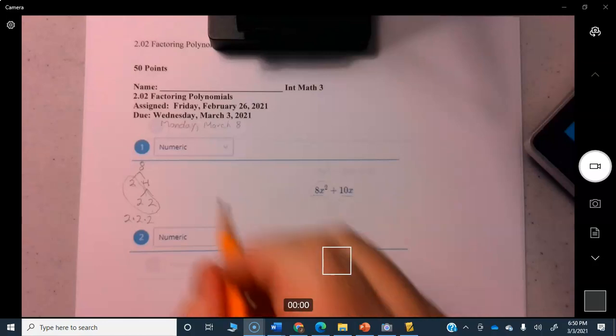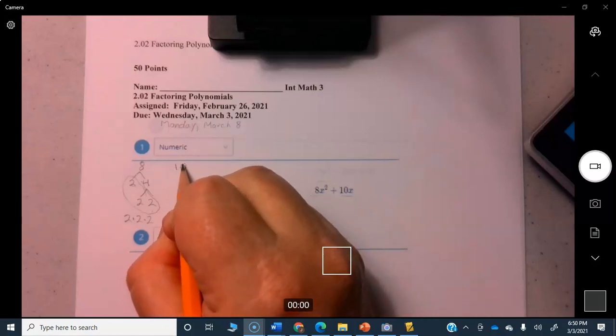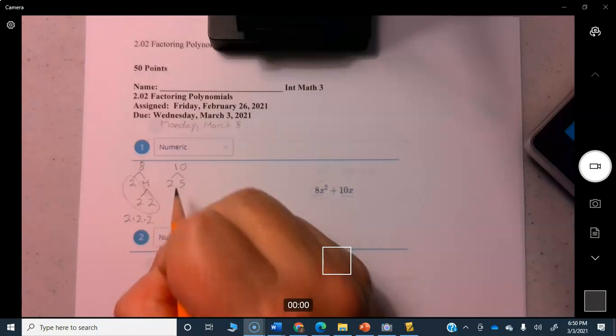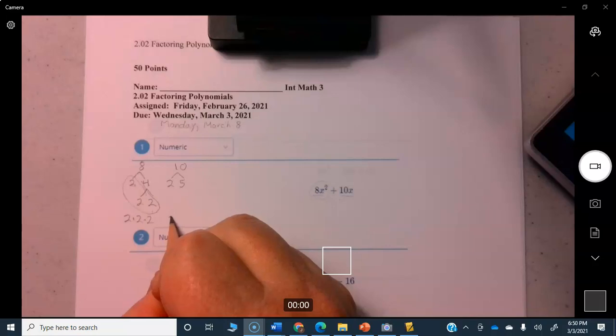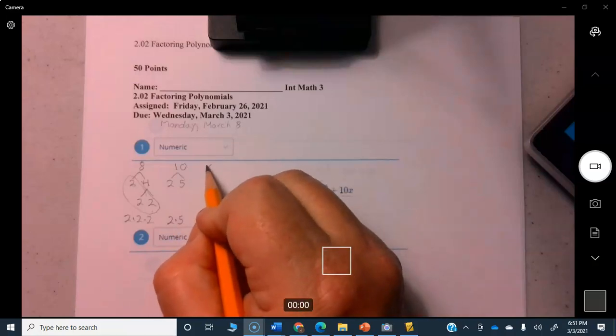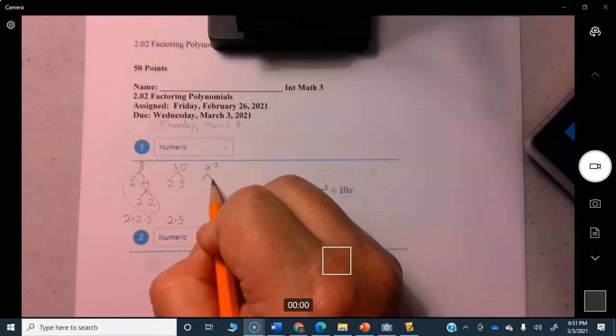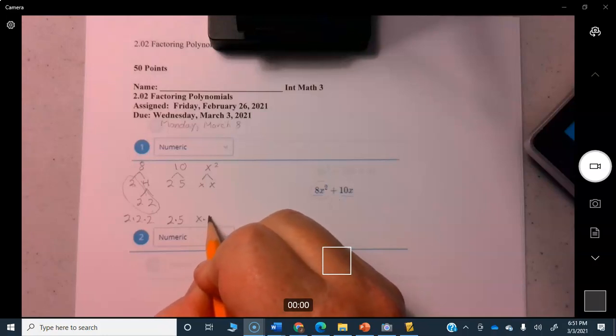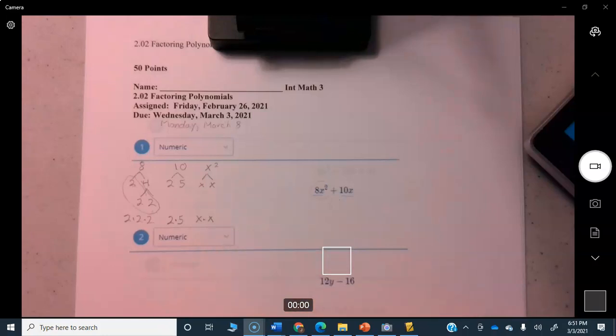You can do the same thing with 10. And other than 1 and 10, the only 2 numbers are 2 and 5. Those are both prime numbers. So that's what breaks down there. Okay, what about x squared? Well, what does x squared equal? X squared equals x times x. Okay, and what about x? Well, that's just x.